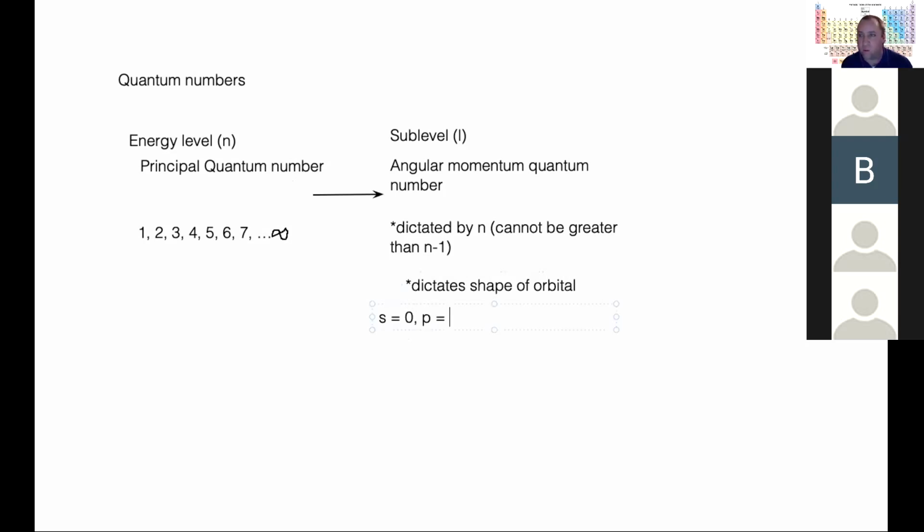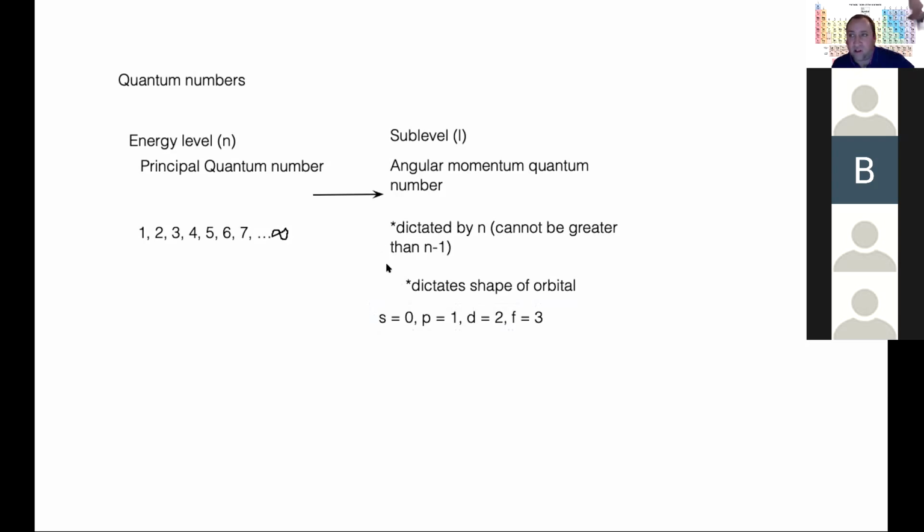The s orbital is given a number of 0. The p orbital is given a number of 1. The d orbital is given a number of 2. The f orbital, which we didn't even talk about because the shapes are pretty complex, is given a number of 3. But there's two things that we have to think about when we look at this particular quantum number.